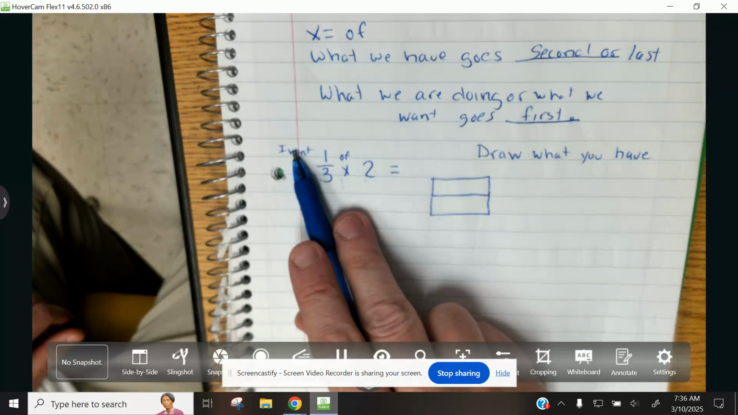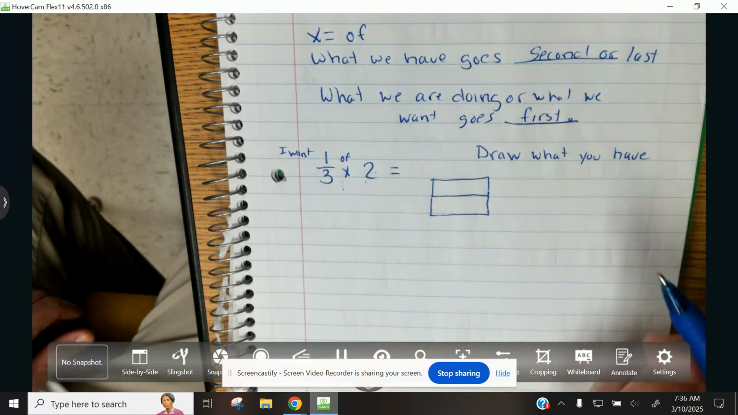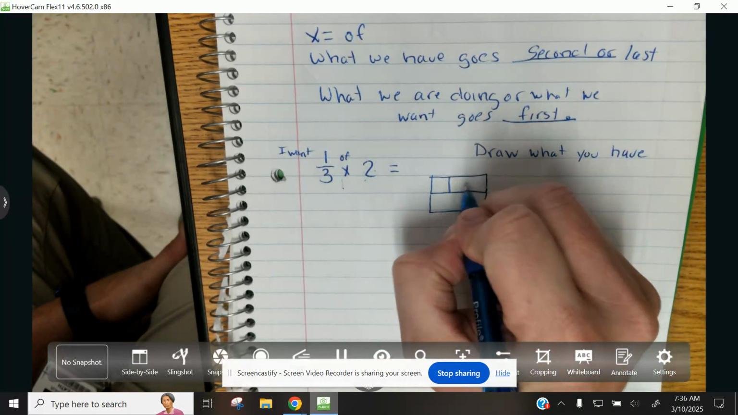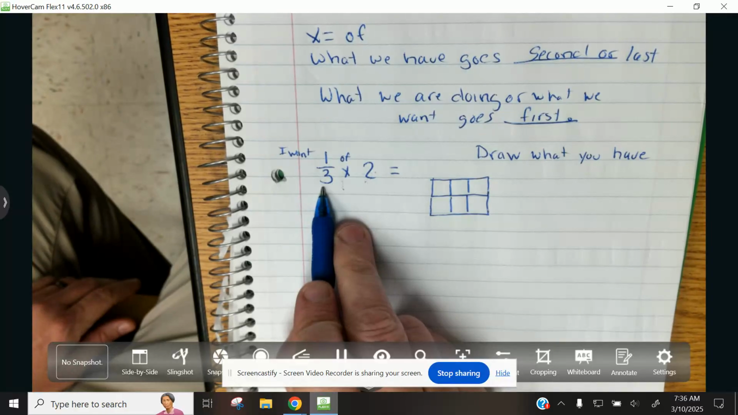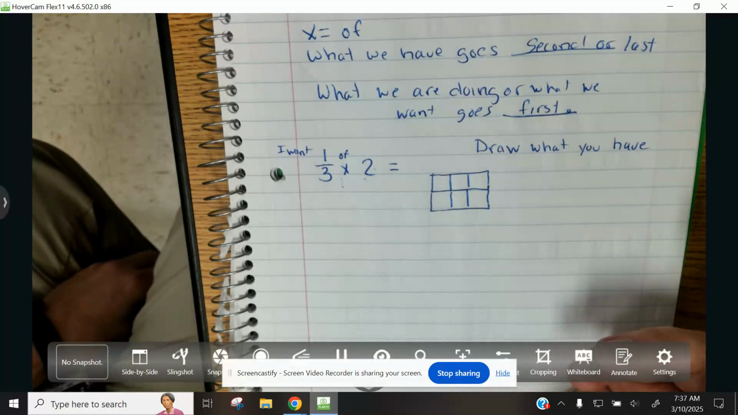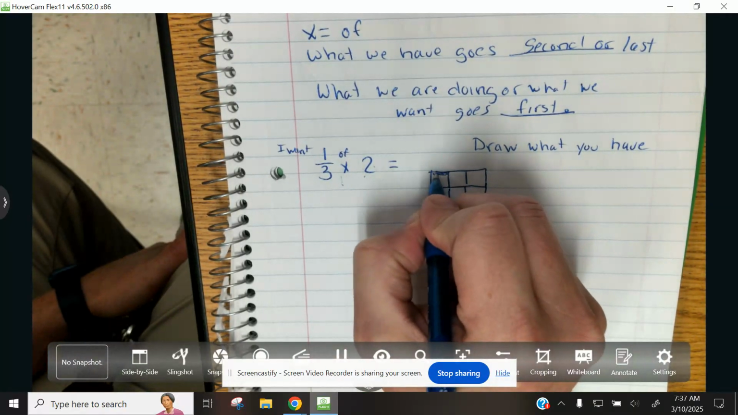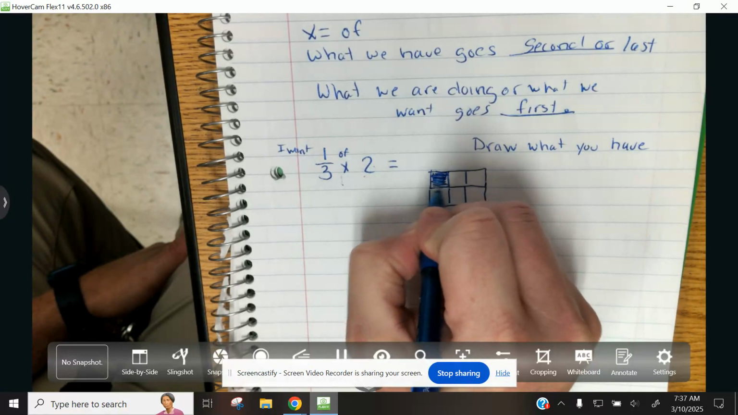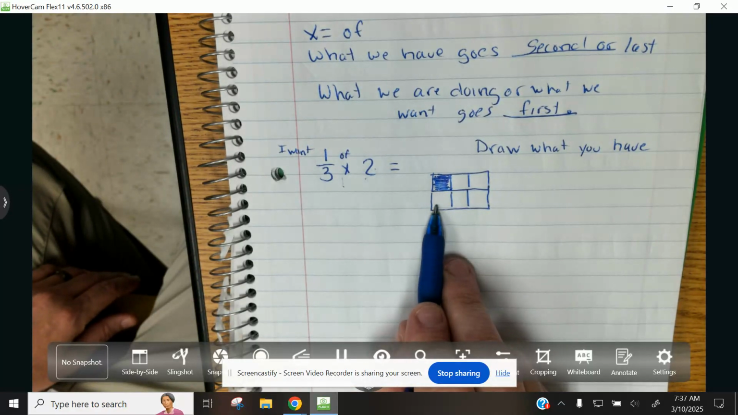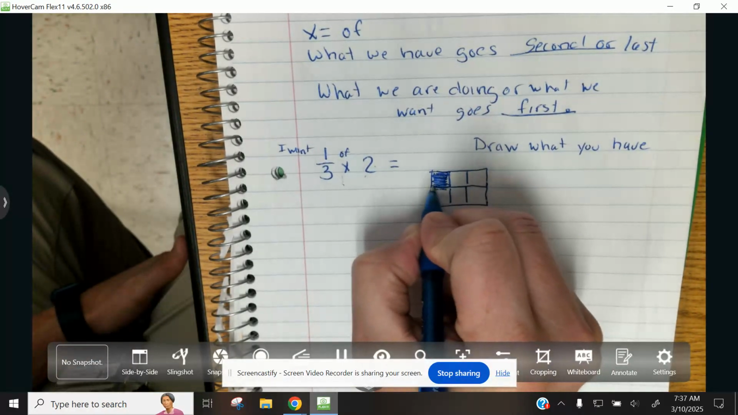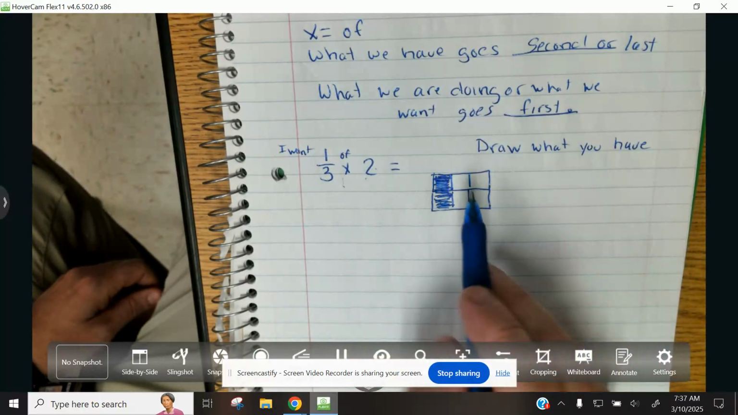It says I want 1/3 of 2. So I'm going to cut my candy bars into thirds. Why did I do that? Because my denominator is thirds, and it says I want 1/3 of 2. To make it as easy as possible, I'm going to take 1/3 here. This is what I get. I'm going to shade in what I get. So that's the 1/3. I get this 1/3. And then I'm going to go down to this second candy bar and take 1/3 of it. And then you can see my answer is 2.